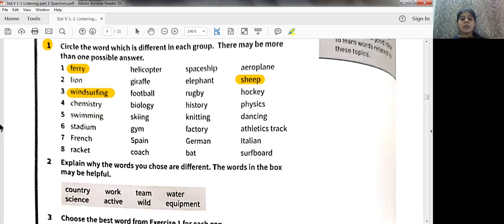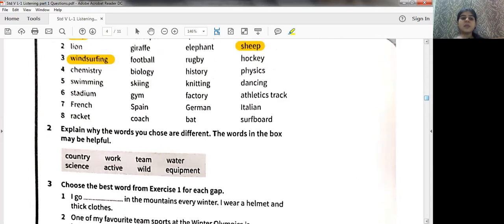Fourth one, chemistry, biology, history, and physics. Okay, so these are all subjects. Now you have to tell me which is the odd man out. Just think, students, reflect upon it. It is history. Why is it history? Because the other three, that is chemistry, biology, and physics, are subjects which come under science. But history is a completely different subject. That is why it is an odd man out.